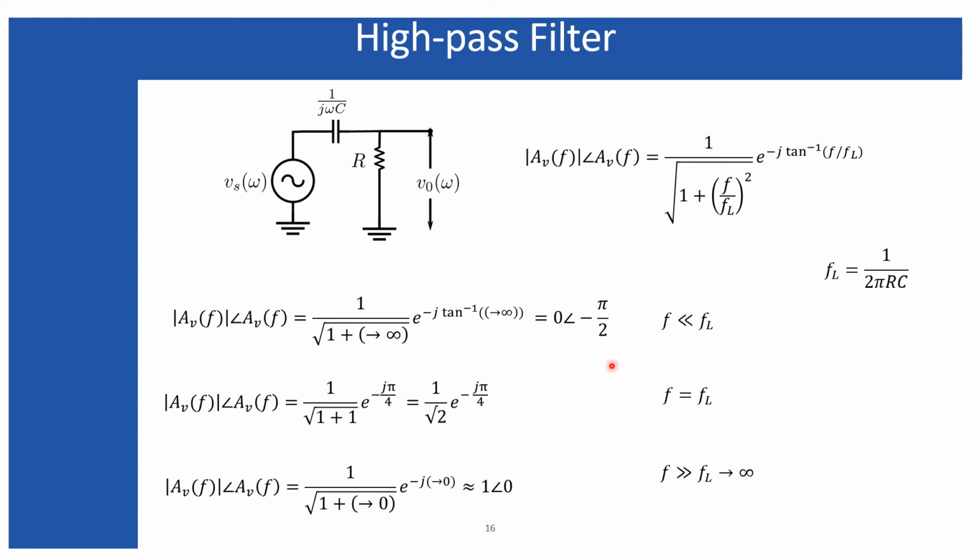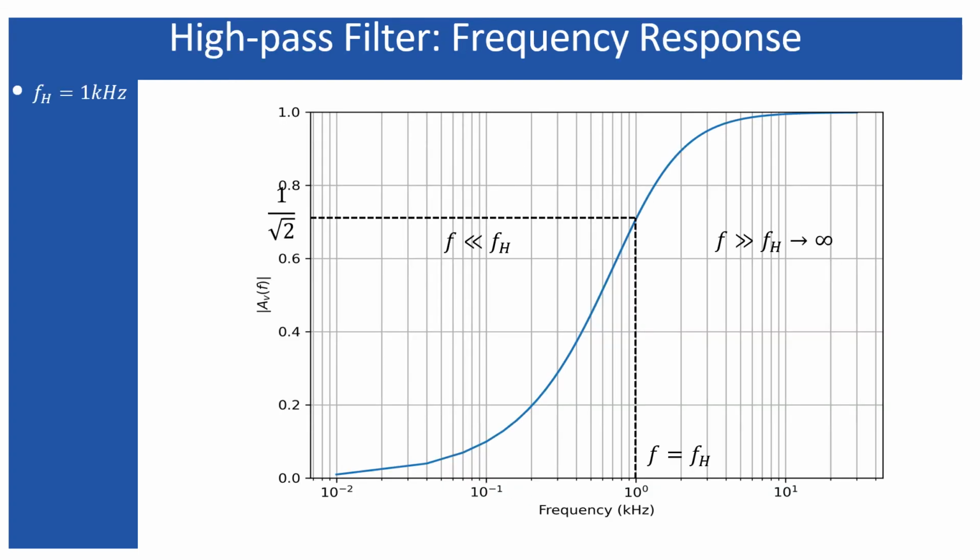When F is very, very much less than FL, the magnitude of the gain goes to 0 and the phase angle goes to minus pi by 2. For F equals FL, it is 1 over root 2 and the phase is minus 45 degrees, and for F very, very much greater than FL, the magnitude is 1 and the phase angle is 0. And this is the plot. Look, this plot is just opposite to the low pass filter. For the low pass filter the plot was like this way, and in this case the plot is just opposite.